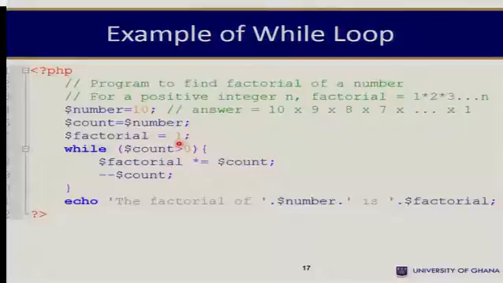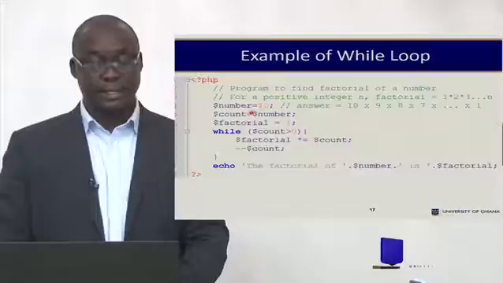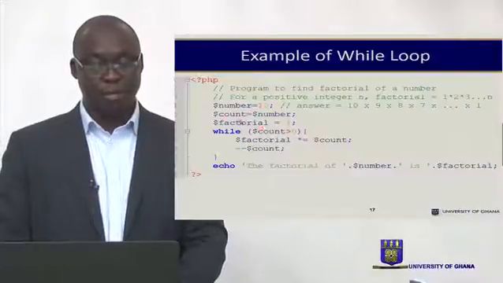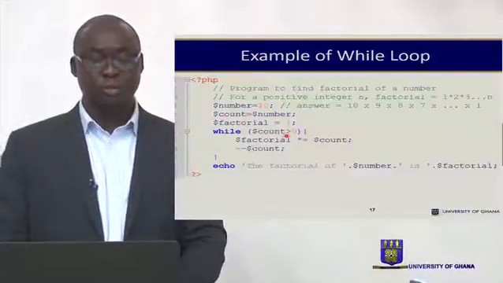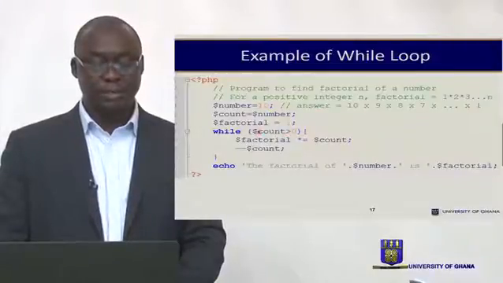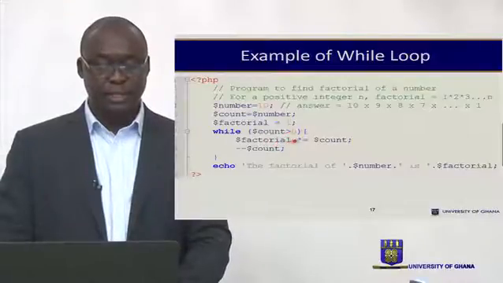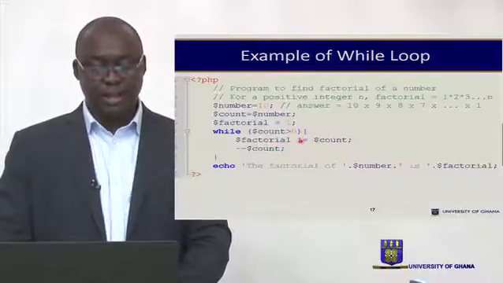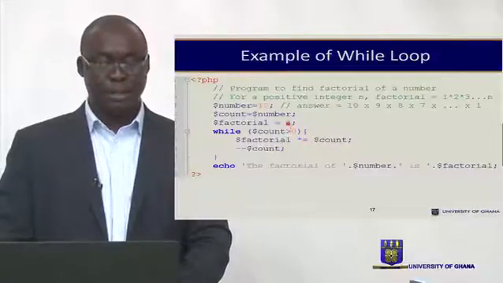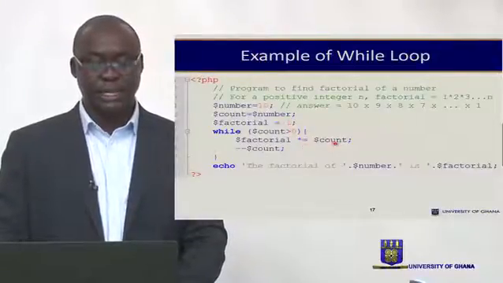So long as count is greater than 0, the body of the loop will be executed. If count is equal to 0 or less, then the body of this will not be executed. So here, count is 10 because we assigned 10 to count here. So count is at the moment 10. When we test this condition, count will be greater than 0, so this will resolve to true. Once this is true, then factorial is going to be factorial times count. So this would have been the initial value here, which is 1 times 10.